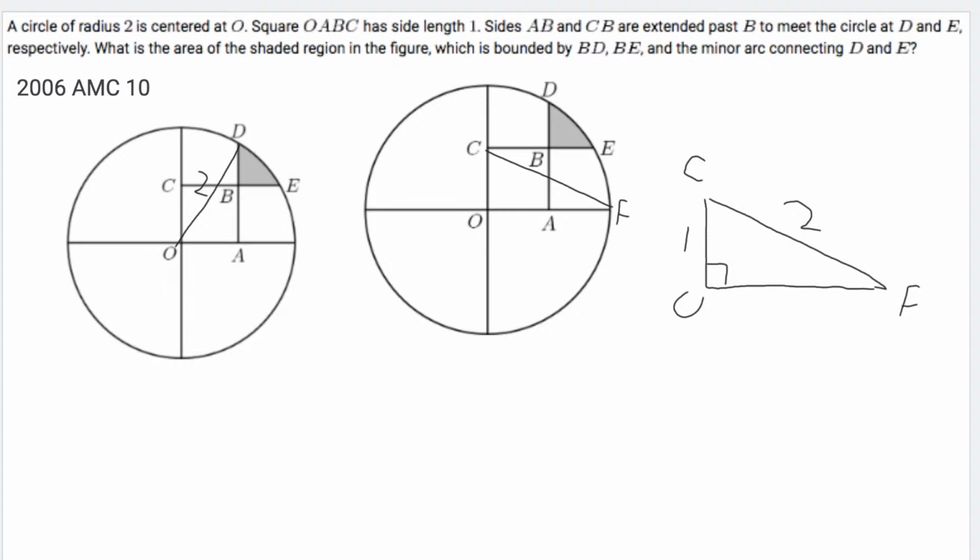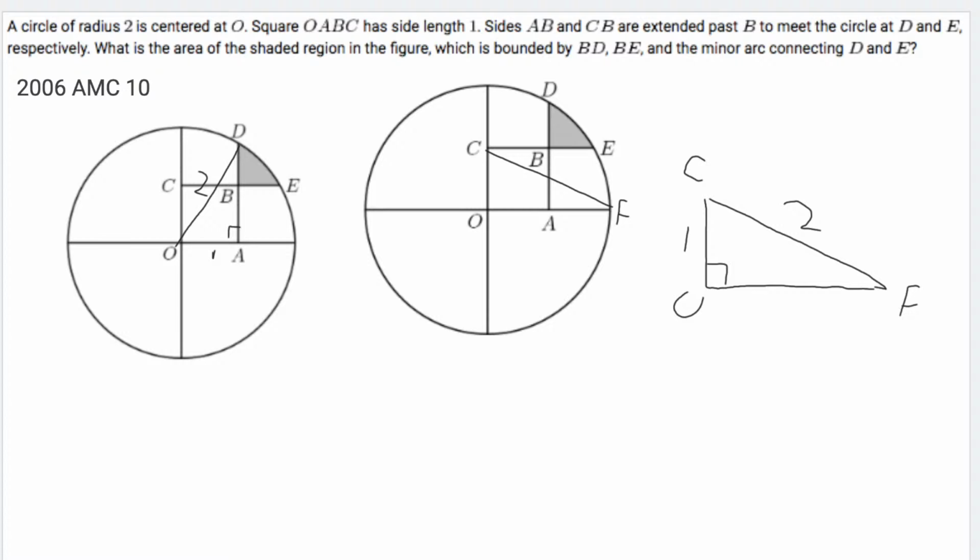Now, it says that the square has a side length of 1. So we know this is 1. Now, if you remember from last week's class, we're going to use the Pythagorean theorem, because this is 90 degrees, because it shares the same angle as a square, and we know that a square has a 90-degree angle.